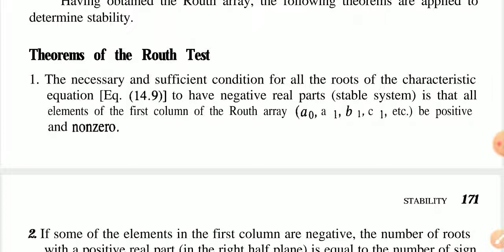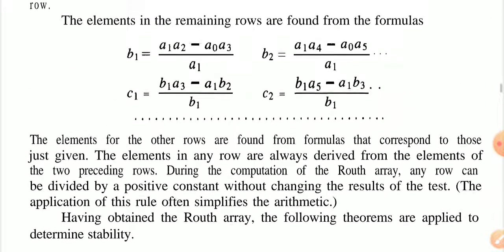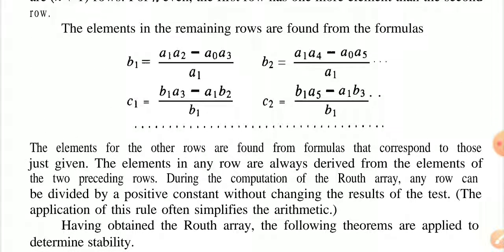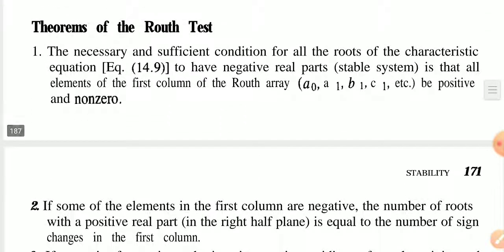Now, some conditions, based on A0, A1, B1, C1, we already saw in the previous lecture. We will see these conditions in the revision part. This is called the Routh array. The necessary and sufficient condition for all the roots of the characteristic equation to have negative real parts, for a stable system, is that all the elements of the first column of the Routh array, that is A0, A1, B1, C1 etc., be positive and non-zero.